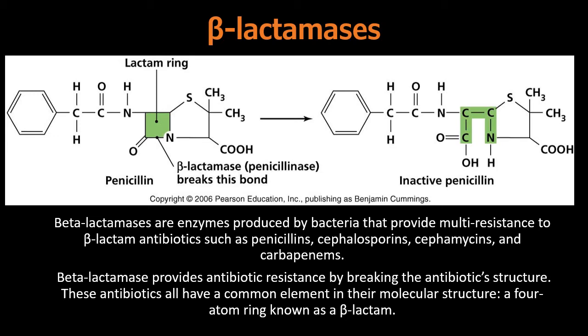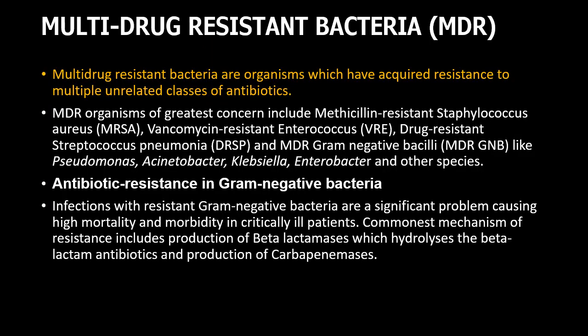These antibiotics all have a common element in the molecular structure, a 4-atom ring, which is known as beta-lactam. The organism which is able to produce beta-lactamases has a plus point, because now the bacteria is able to gain resistance to all the beta-lactam antibiotics. So it has that extra power. These are some mechanisms that you should know if you are studying multi-drug resistance. Now we will see these terms in a bit more detail.